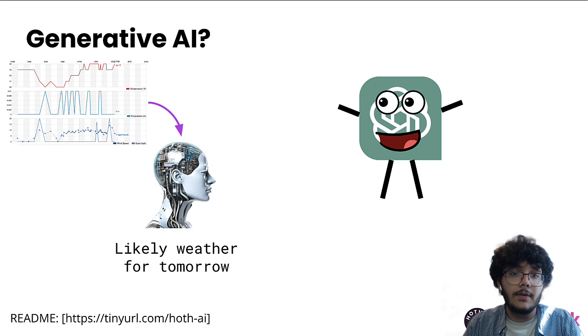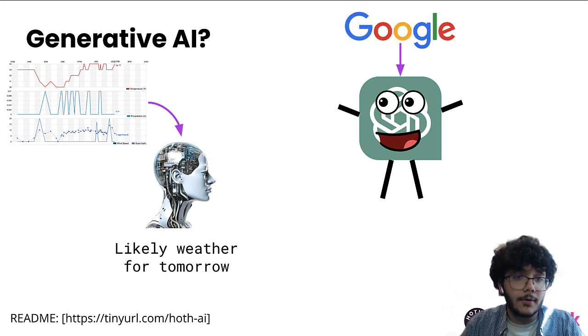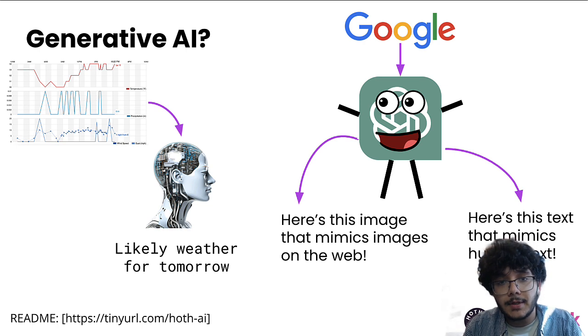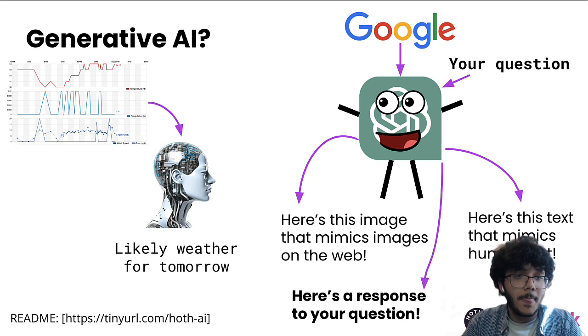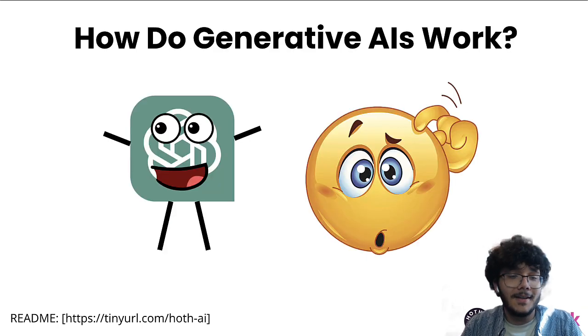For example, if you were to give ChatGPT a dataset of everything on Google, it could, for example, generate an image that mimics an image that's found on the web. It could also generate text that resembles text that's posted on the web. And if you were to give it a question, it could use all the information on the web to generate an accurate response to your question. How cool is that? Okay, but how does that even work in the first place?